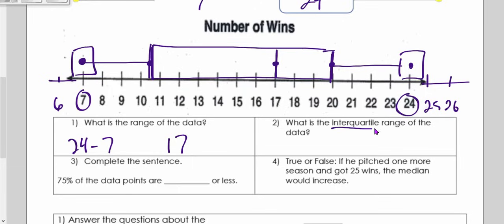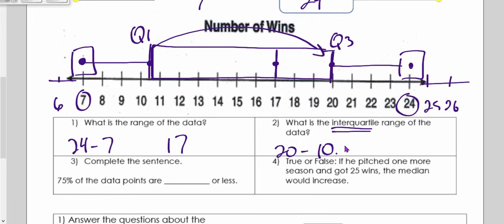The interquartile range, it's the same kind of thought. It's the range, the distance from here to there, but now we're talking about the interquartile range. So we're talking about, just for the box part, how far is it from Q1 to Q3? So that's 20 minus 10.5, or 9.5.